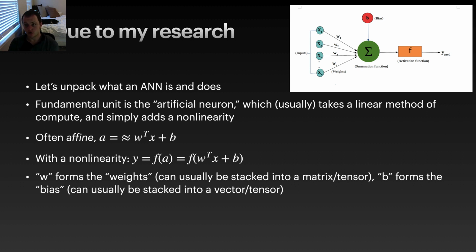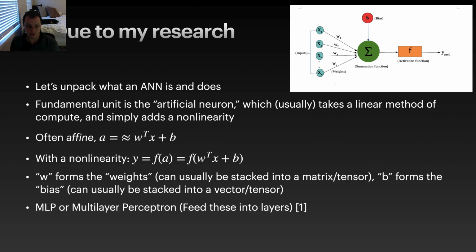If we look at what's going on here, you have two parameters for each artificial neuron. You have W, which forms the weights, which you can usually stack into a matrix or a tensor, depending on how you're representing it. And B is usually a value, or you can stack them into a vector or tensor, that forms the offset. So the point here is that you have these parameters you can adjust that determine when and how the neuron fires, depending on the different inputs.